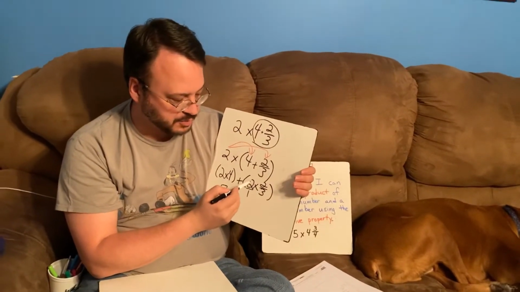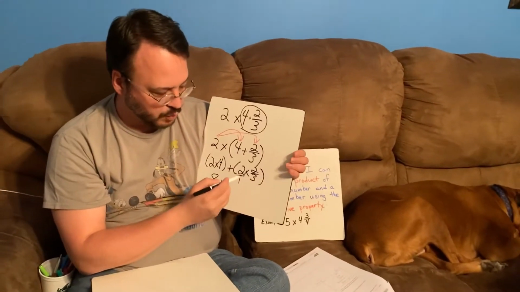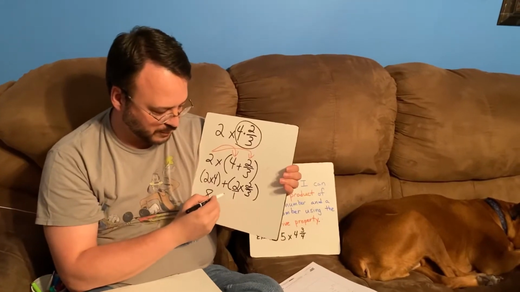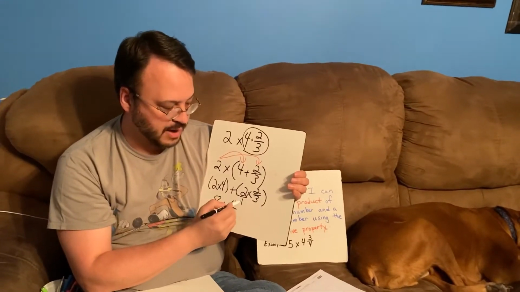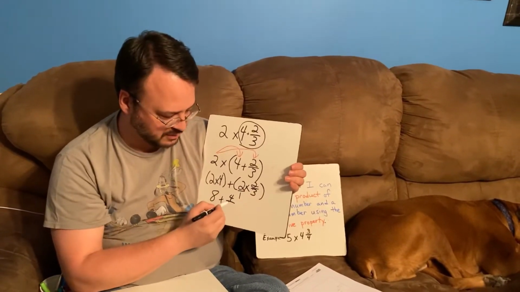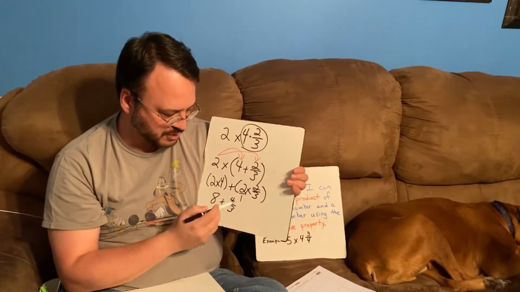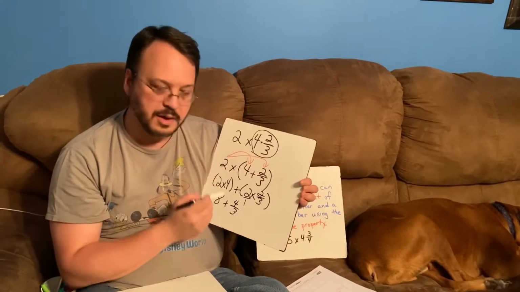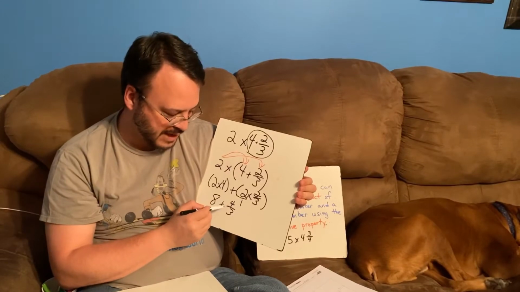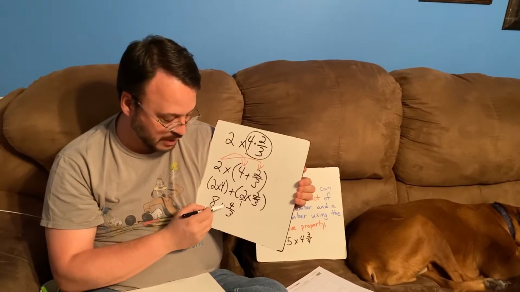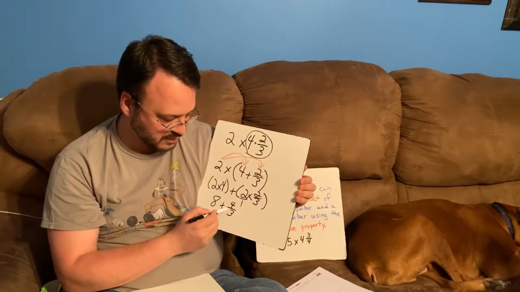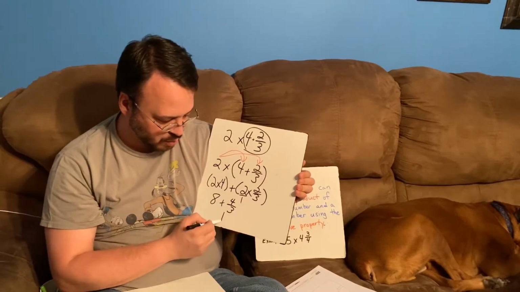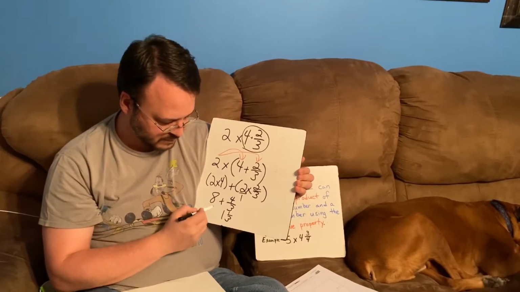And so now I just multiply my numerator times my numerator, which is 2 times 2 is 4. And my denominator times my denominator, 1 times 3 is 3. So now I've got 8 plus 4/3. But look, right here's an improper fraction. So I could use the cowboy way, or this is actually the same thing as 1 1/3.